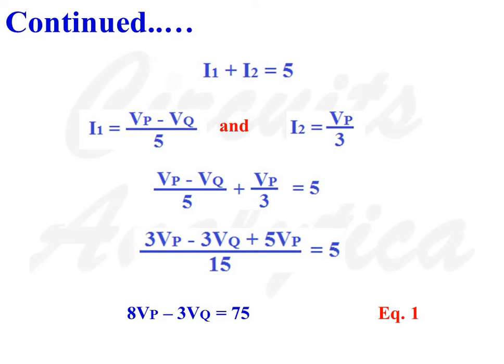I1 is equal to (Vp minus Vq) divided by 5 and I2 is equal to Vp divided by 3. So we can write (Vp minus Vq) the whole divided by 5 plus Vp by 3 is equal to 5. Rearranging the terms, we will get 8Vp minus 3Vq is equal to 75. Equation number 1.